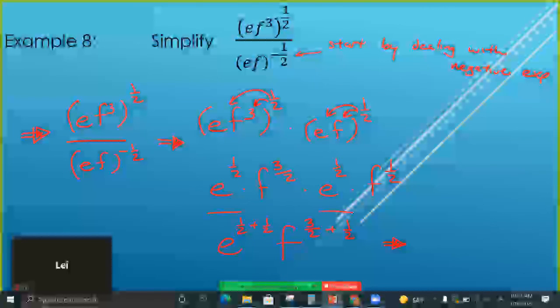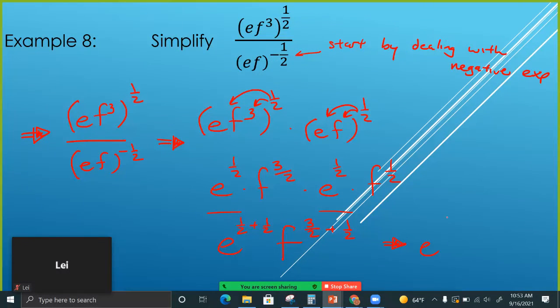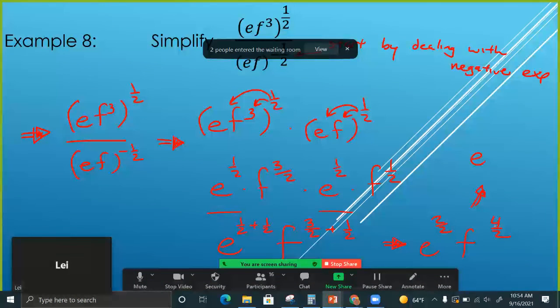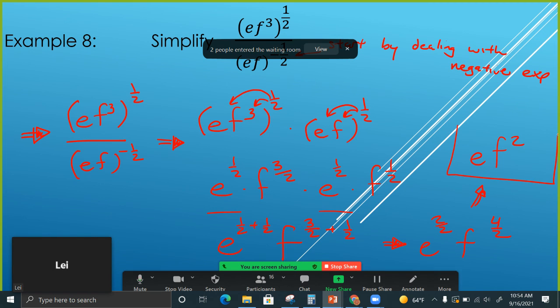So 1/2 plus 1/2, that's just 1. Or I guess I should say it's 2 over 2, right? 2 halves. Let's do that. 2 over 2. And then my f's is 4 over 2. And continuing up, just because I'm out of space, this is e to the 1, or let's just say e. And then 4 over 2 is 2, so f squared. And there's our final answer.